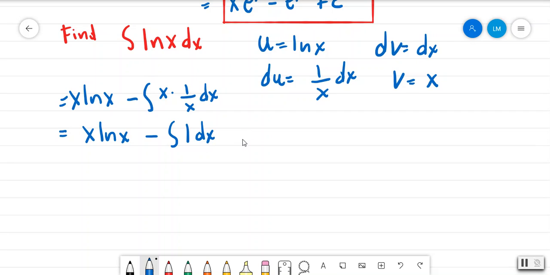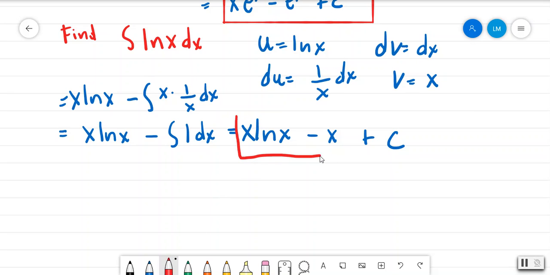Well, that's actually pretty easy because that's telling us that that's going to be x ln of x minus x, plus c. So that's our answer there for the integral of natural log.